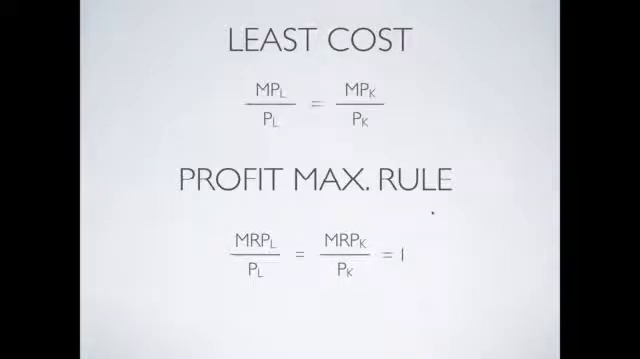And this is extended even further because these ratios here, the marginal revenue product of labor divided by the price of labor, should equal the marginal revenue product of capital divided by the price of capital, and that should equal 1.